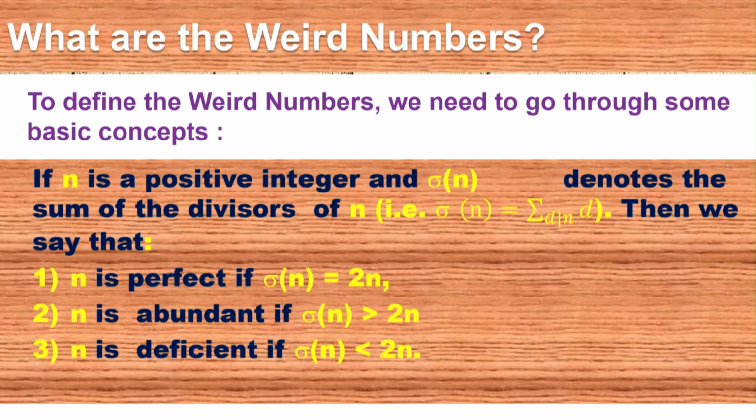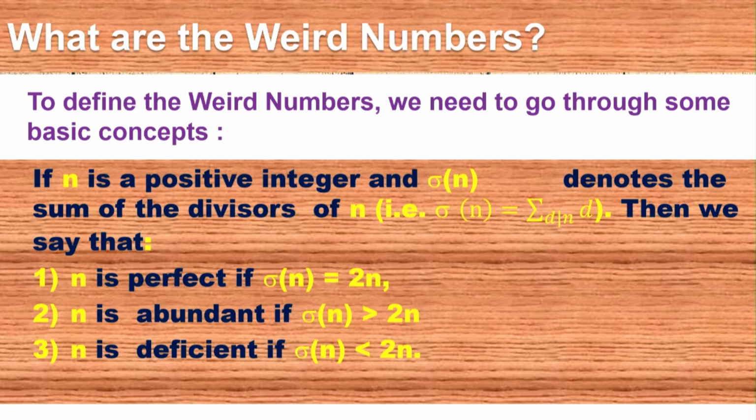First of all, to introduce the weird numbers, we have to understand what prime numbers are and what natural numbers are. The natural numbers are the smallest set in algebra, or in mathematics in general, which starts from 1 and goes to infinity.